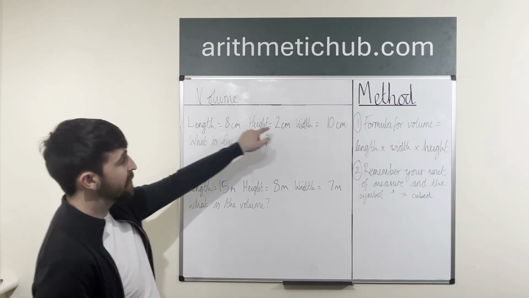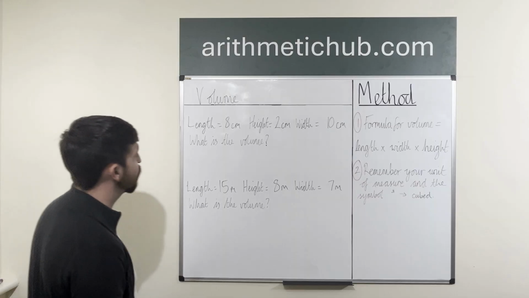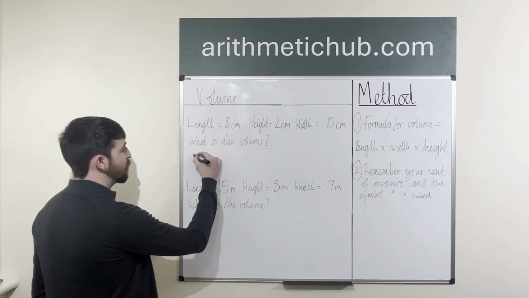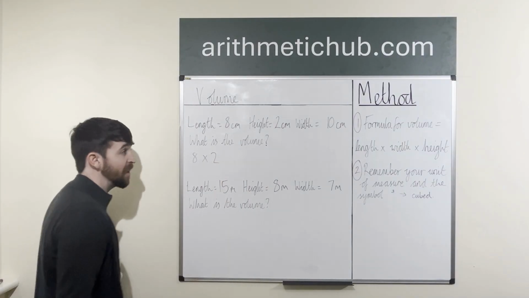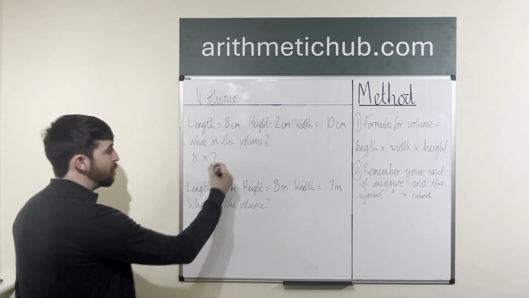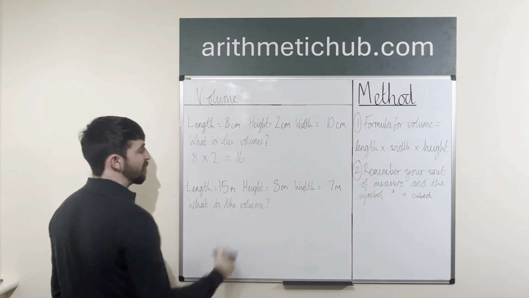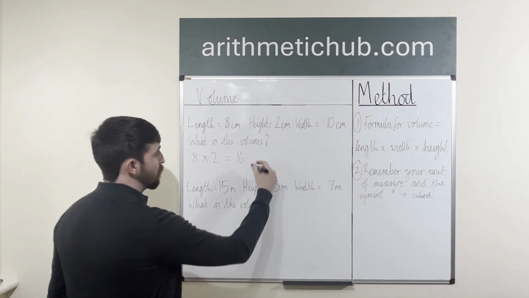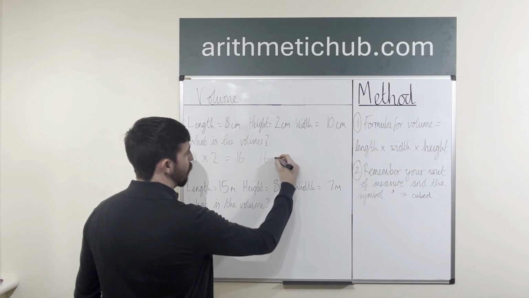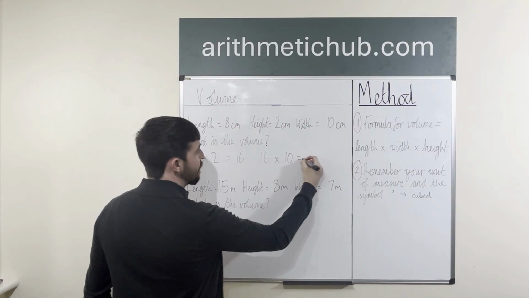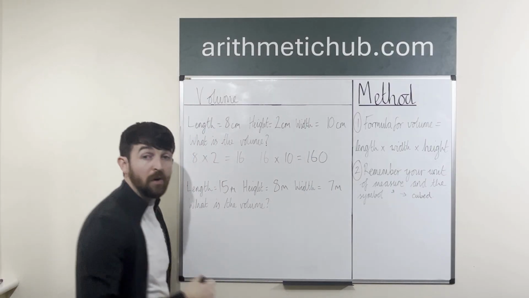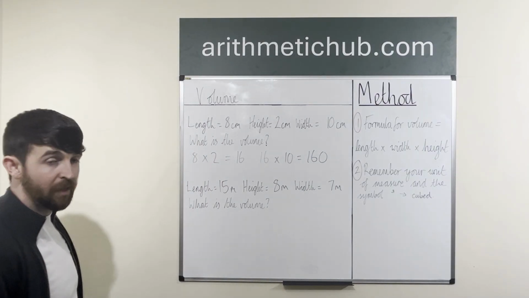But for this one, it's nice and straightforward, so I'm just going to multiply the three of them together. I'm going to start off by doing 8 times 2. I'm going to do it in 2 steps because I think that makes it easier. 8 times 2 is going to give me 16 because it's just double 8. And then from there I'm going to do 16 multiplied by 10. 16 times 10 is going to give me 160. Great, I found the volume because I've multiplied them all together.